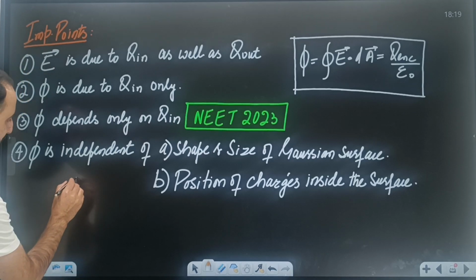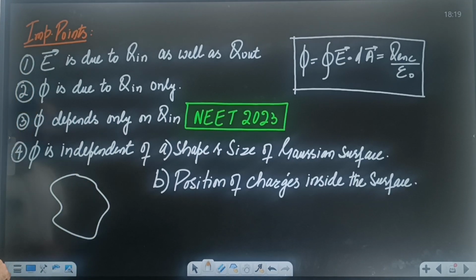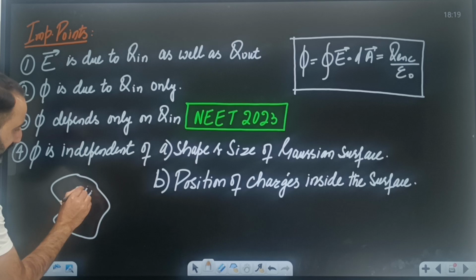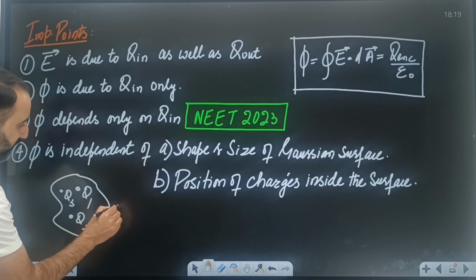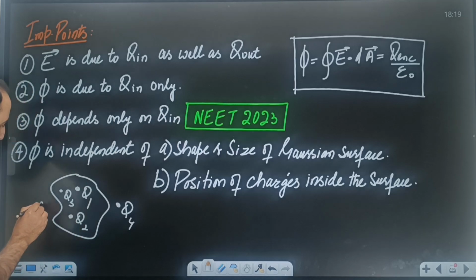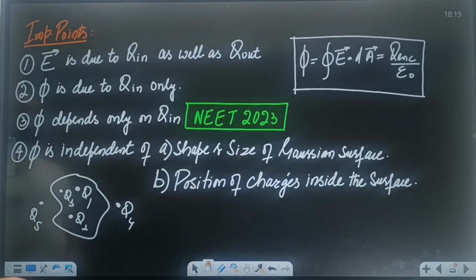What does that mean? For example, ये मान लीजिए this is a Gaussian surface, ठीक है? Now this is your charged particle Q1, this is your charged particle Q2, this is your charged particle Q3, this is charged particle Q4, this is charged particle Q5. देख लीजिए बेटा, concentrate here.